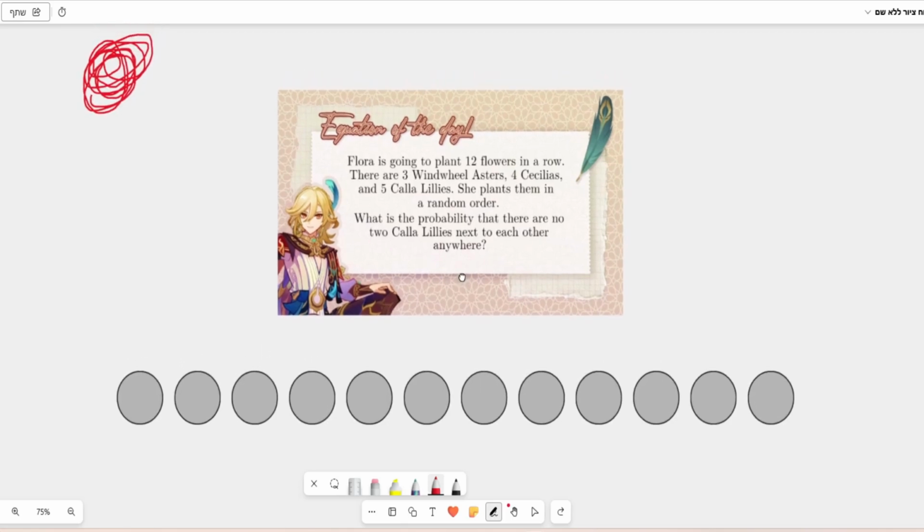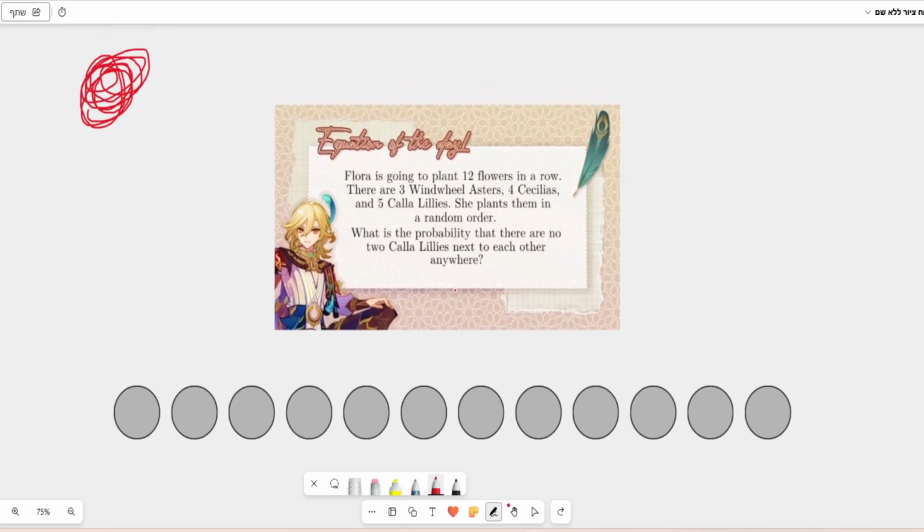So the first thing I notice, and this is very important because I don't think I've seen any solution that actually uses this, is that we have no difference between the windwheels and the cecilias. These are the same because I'm only asked about the calla lilies. I can call them whatever I want, but at the end of the day, I have calla lilies and non-calla lilies. Alright, so we're going to solve it like this.